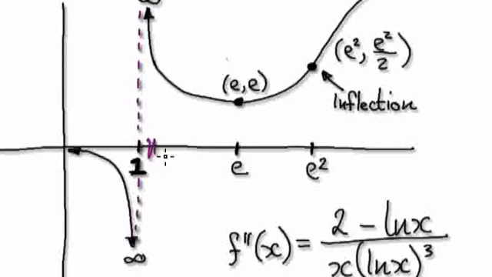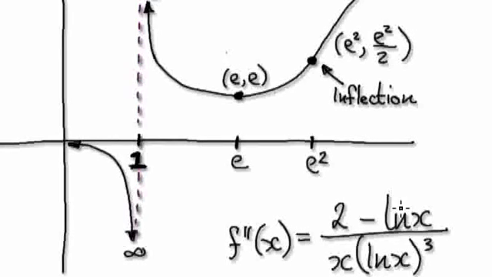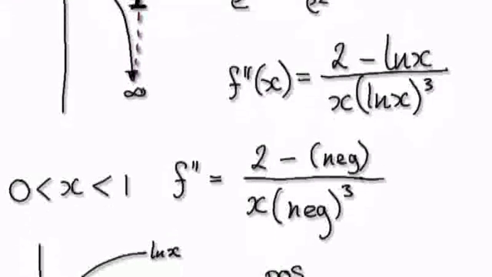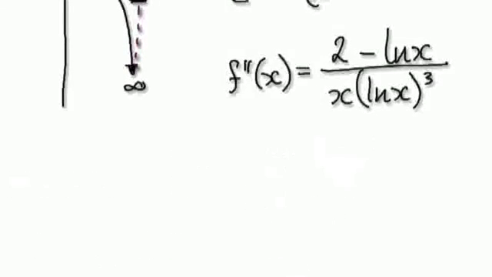Now let's double check in this region between 1 and e. So in between 1 and e, it would be this. Let me get rid of the old one.